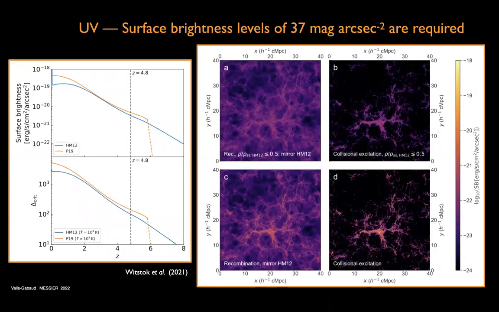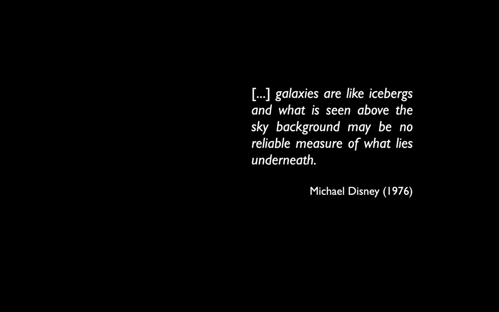This is one of the predictions from the many simulations that we've got from Joris, and he shows that below redshift 1, the surface brightness of these filaments will be much stronger, at least 1 to 2 orders of magnitude above what is seen at redshift 3 or 4. So it makes sense to look again at the cosmic web at low redshifts.